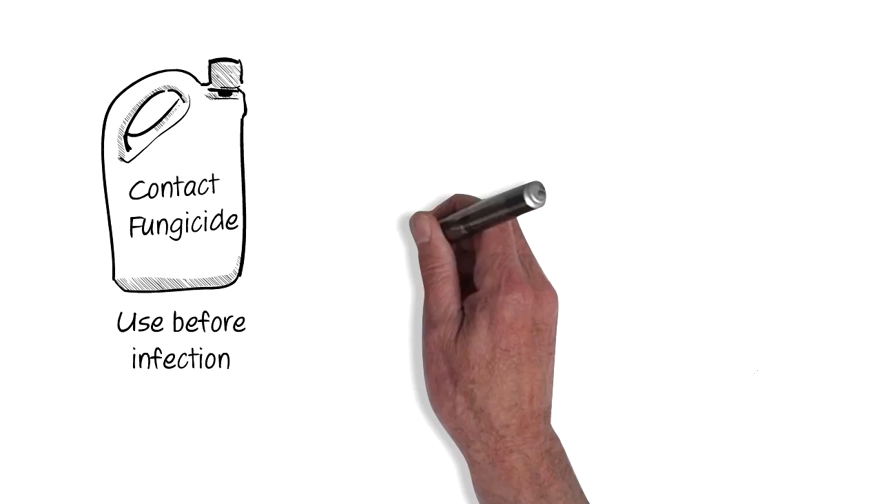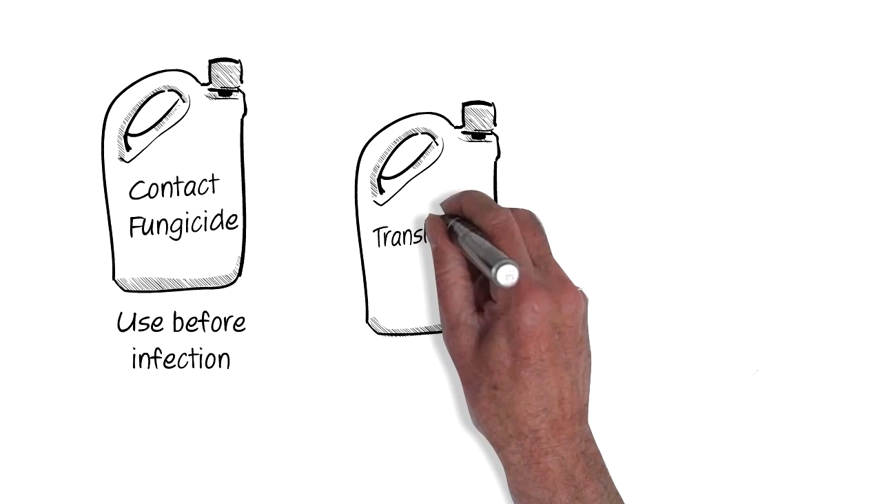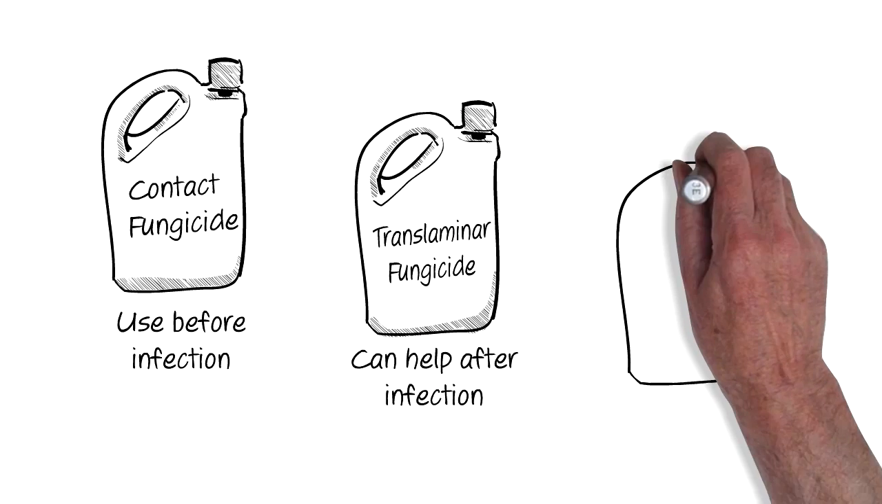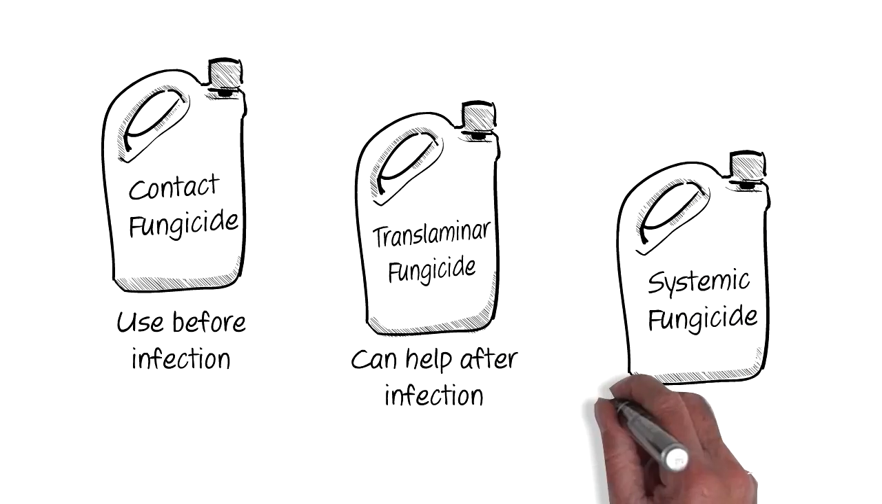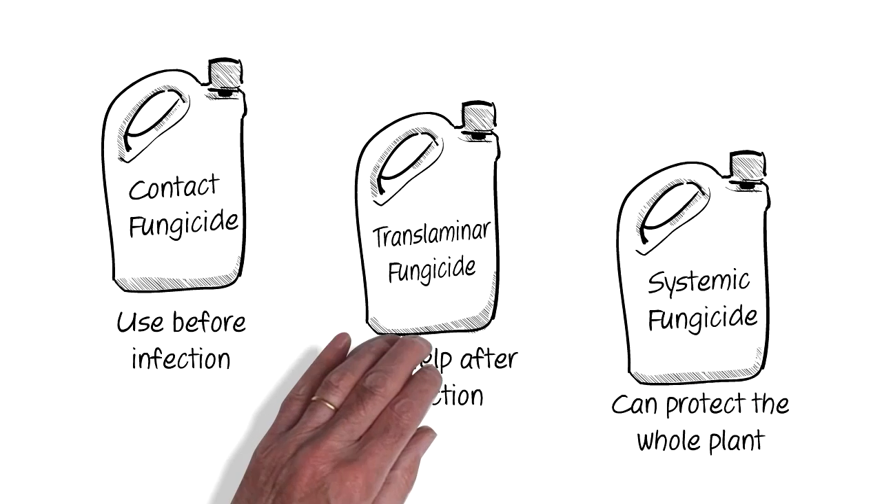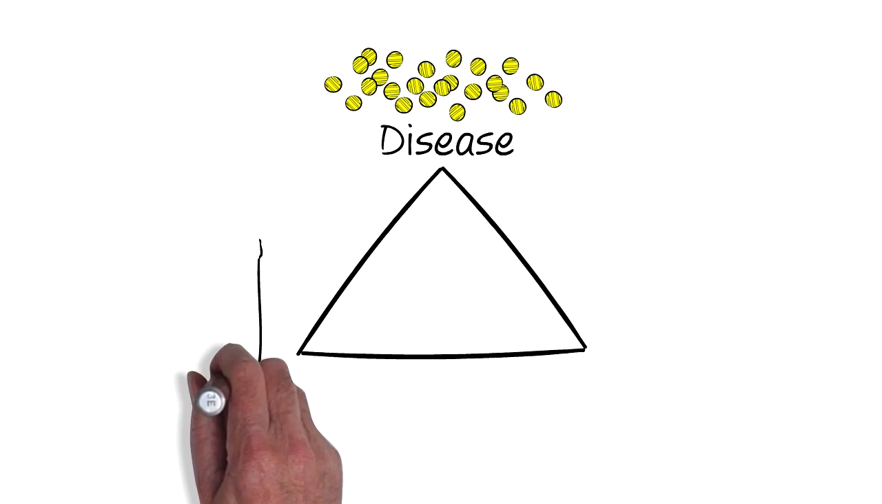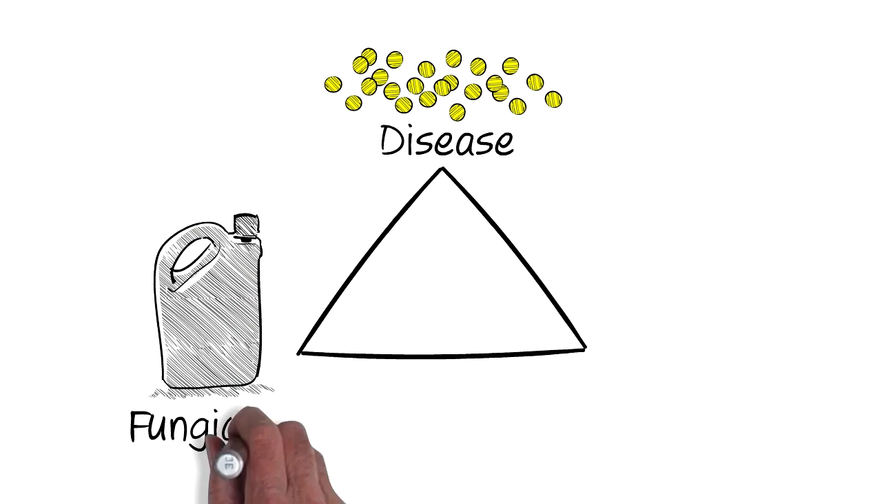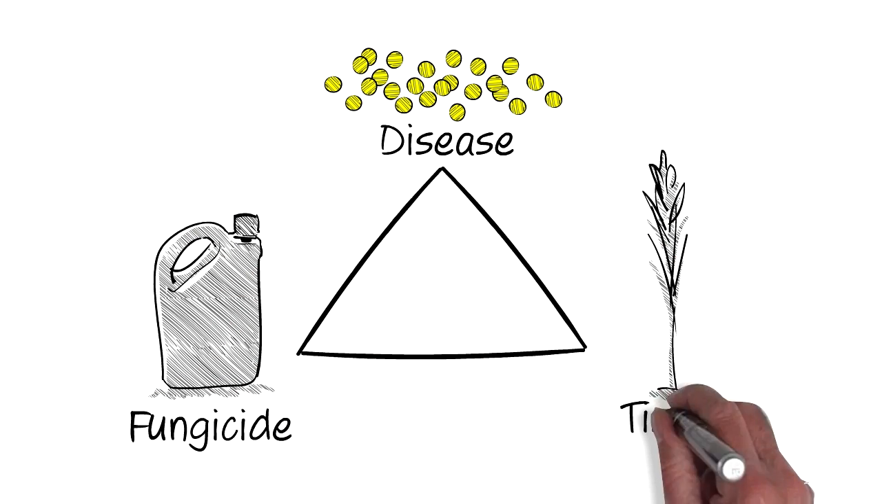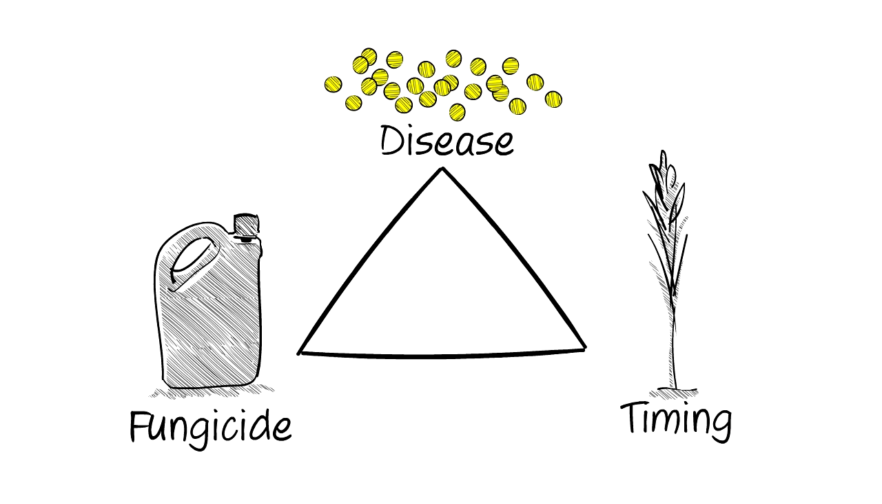So there are a range of fungicides that can help you protect your crops and increase your yields. But they need to be used correctly. Think about the disease you are trying to prevent. Use the appropriate fungicide and get the timing right.